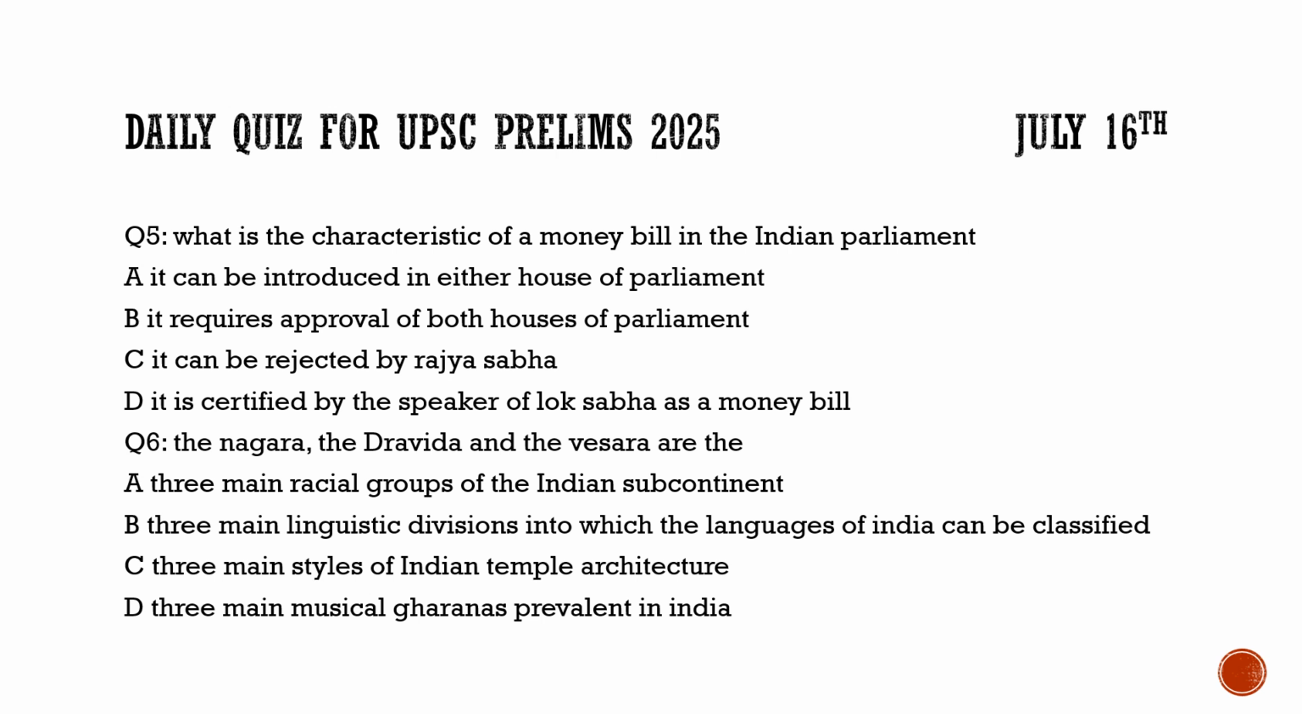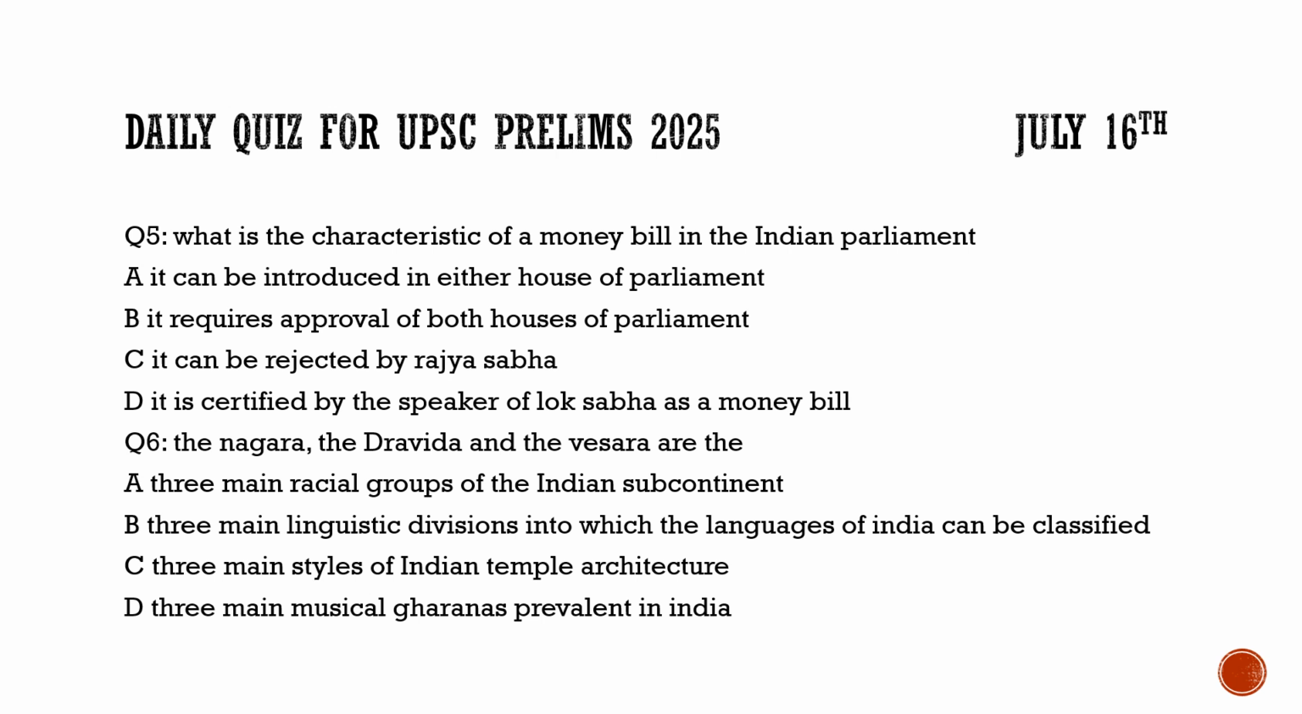Here the options are, it can be introduced in either house of the Parliament. No, it can't be introduced in either house of the parliament because it can only be introduced in the Lok Sabha. Second option, it requires approval of both houses of parliament. This is also absurd. It requires approval of the president only. Third, it can be rejected by Rajya Sabha. No, it can't be rejected by Rajya Sabha. Rajya Sabha can only recommend the changes, but it is up to Lok Sabha whether they would follow the recommendation of Rajya Sabha or not.